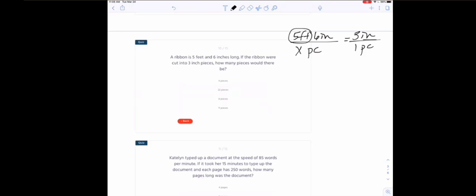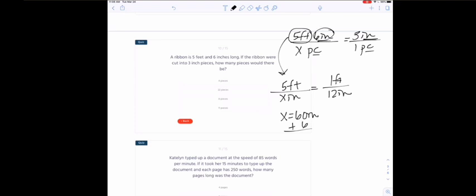But we have feet here, and it needs to be in inches, right? This is piece, piece, so this is inch, inch. So 5 feet is x inches, as 1 foot is 12 inches. Cross multiply. x times 1 is x, 5 times 12 is 60, plus the 6 right here. So it's going to be 66 inches. So now that I've done that, I'm going to write 66 inches up here, and now I'm ready to cross multiply. x times 3, 3x. 1 times 66, 66. I'm going to divide by 3 so I can get the x by itself.